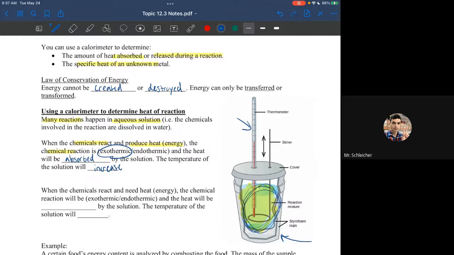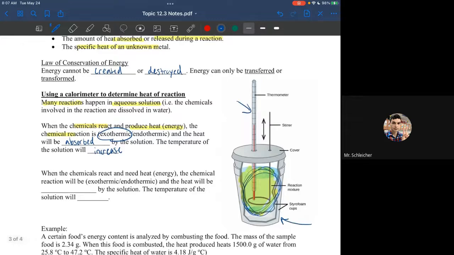So if you're measuring an exothermic reaction, heat is released into the area that the thermometer measures, and you measure a higher temperature. When the chemicals react and need heat energy, like they absorb heat energy, the chemical reaction will be endothermic, and the heat will be released from the solution, basically taken from the solution itself. So that means that when you are measuring the water around this reaction, the temperature of the solution will decrease. So that's how it works in here.